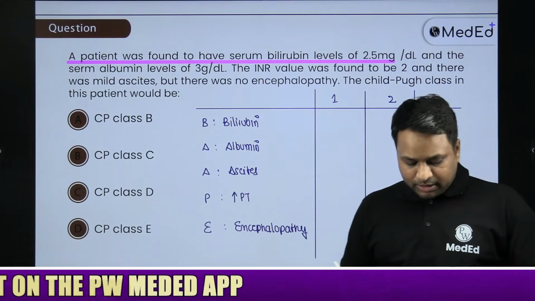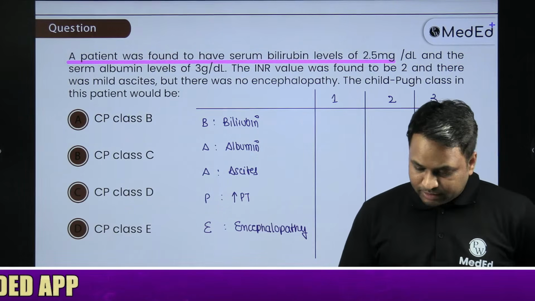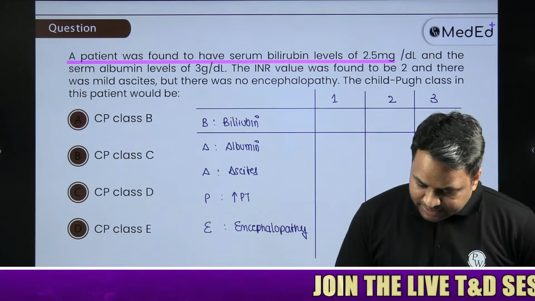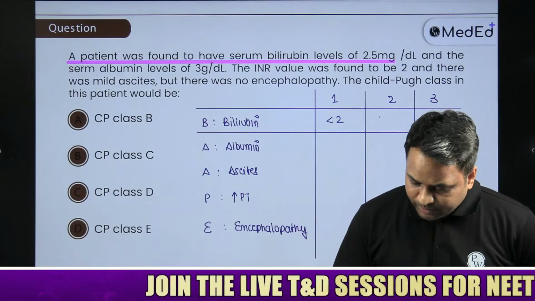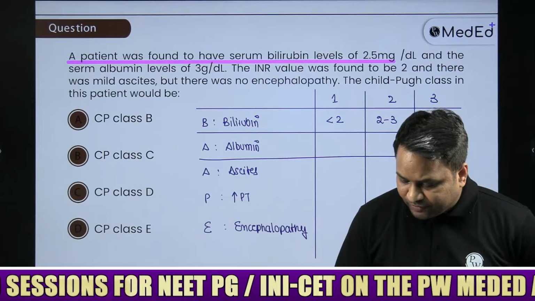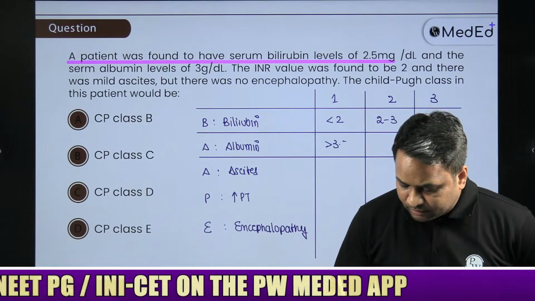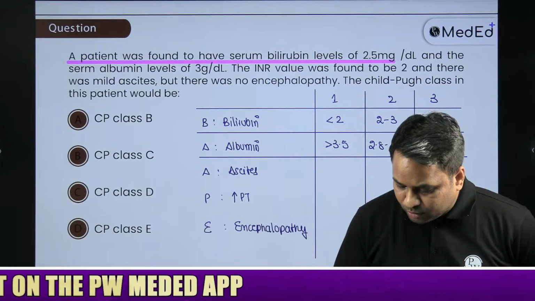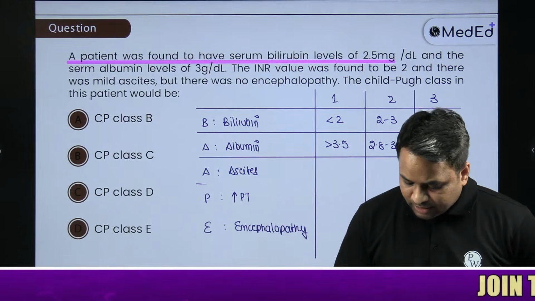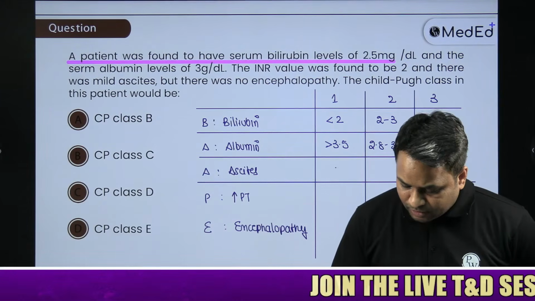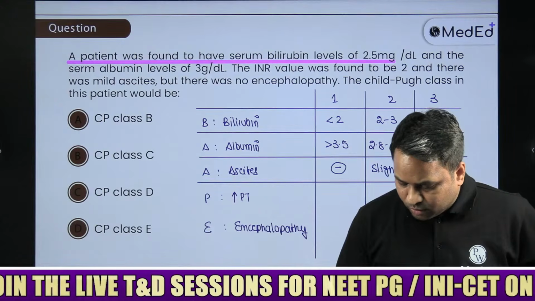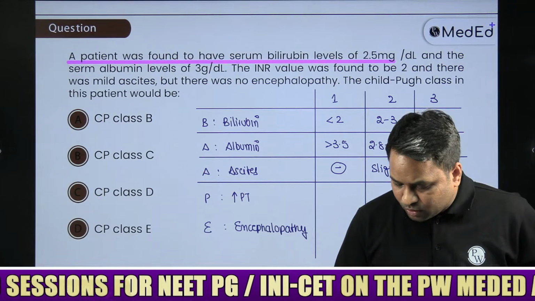Now based upon that, what is the criteria? Bilirubin is measured as milligrams per deciliter. If bilirubin is less than 2, a score of 1. If it is between 2 to 3, a score of 2. More than 3, a score of 3 is given. Albumin more than 3.5 is normal, score of 1. If it is between 2.8 to 3.5, score of 2. If it is less than 2.8, a score of 3 is given. Absence of ascites is a score of 1. Slight ascites, score of 2. Moderate ascites, a score of 3.